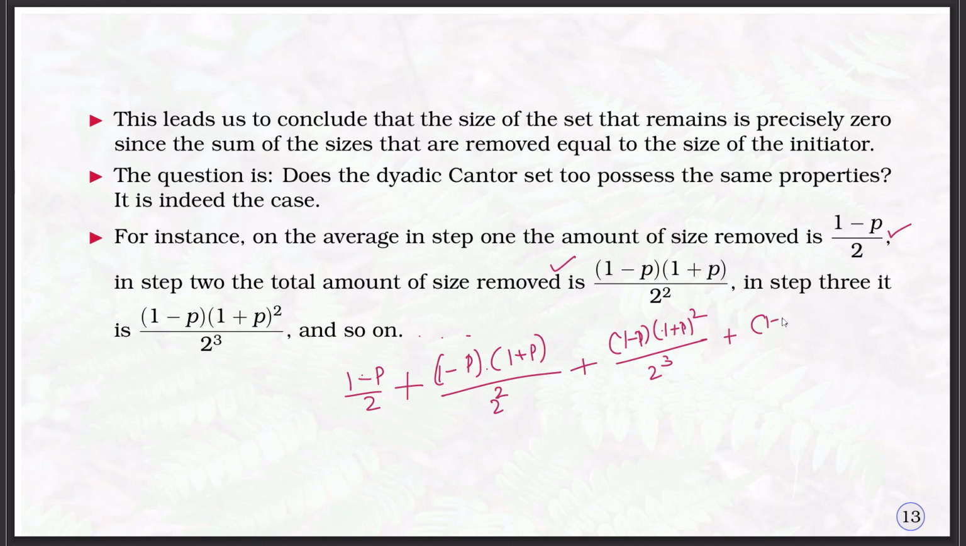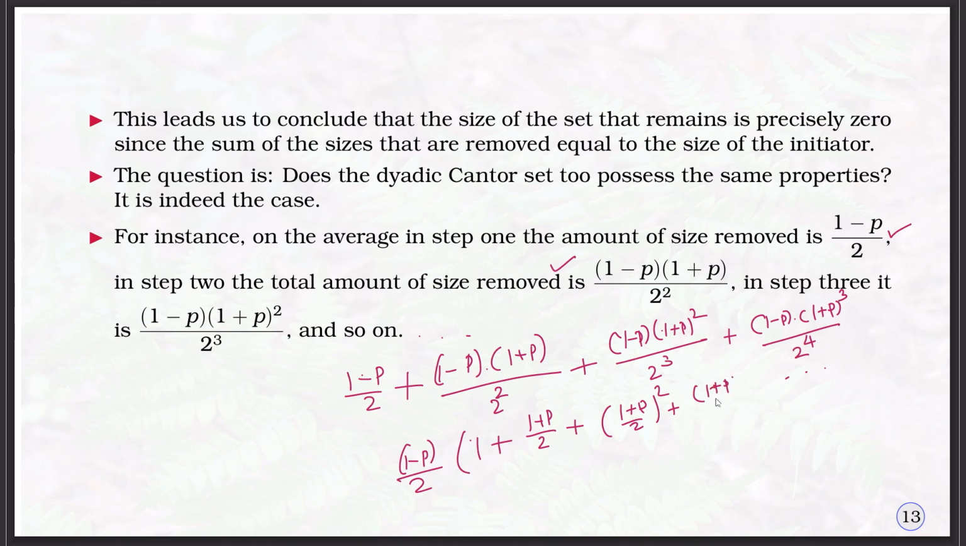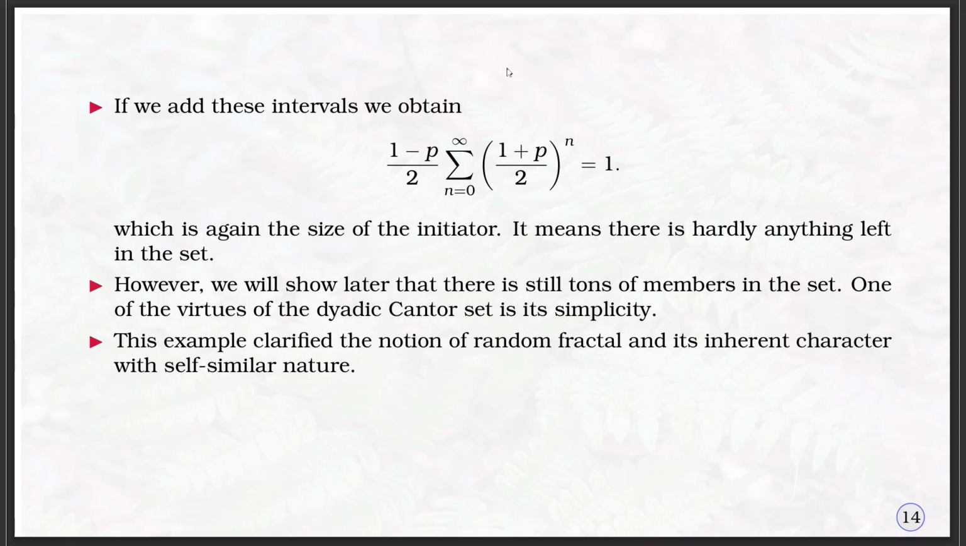In the fourth step we will get (1 minus p) times (1 plus p)^3 by 2^4, and it goes on. If you take (1 minus p) by 2 as common, then we will get 1 plus p by 2 plus (1 plus p by 2)^2 plus (1 plus p by 2)^3, and it goes on. This is the series we get.